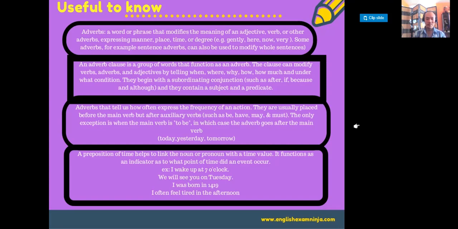Okay, next, a preposition of time helps to link the noun or pronoun with the time value. So it functions as an indicator as to what point in time an event occurred. So for example, I wake up at 7 o'clock. So in at 7 o'clock, at is a preposition with the time element of 7 o'clock.